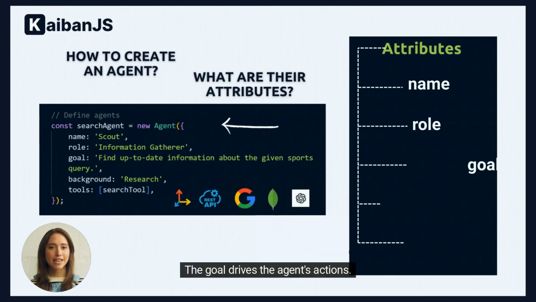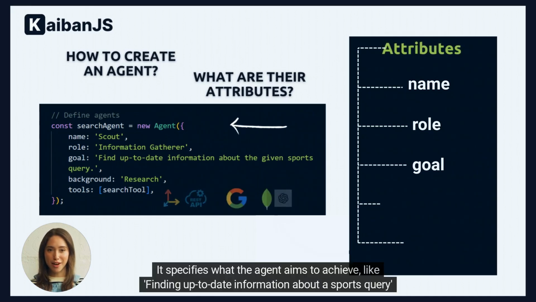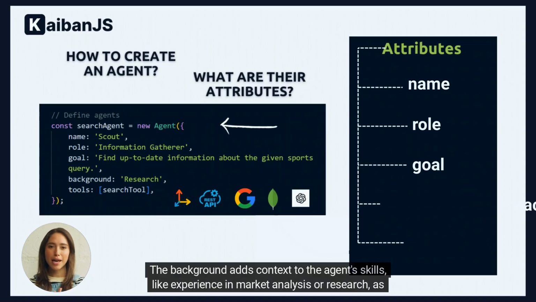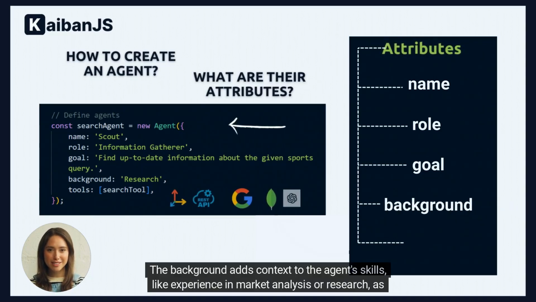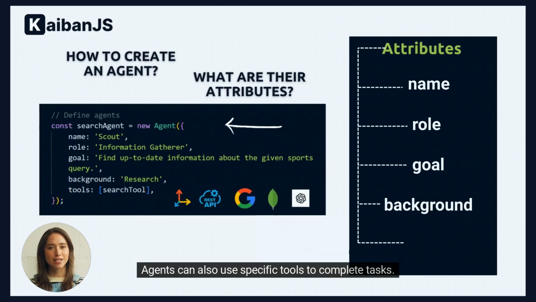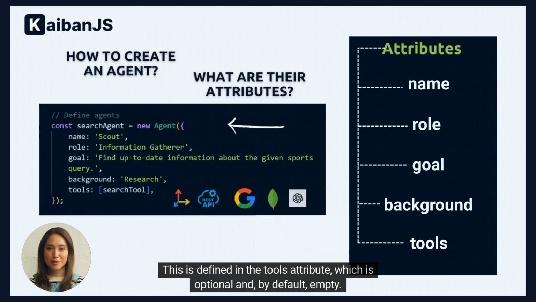The goal drives the agent's actions. It specifies what the agent aims to achieve, like finding up-to-date information about a sports query for our agent Scout. The background adds context to the agent's skills, like experience in market analysis or research, as with our Scout. Agents can also use specific tools to complete tasks. This is defined in the tools attribute, which is optional and by default empty.